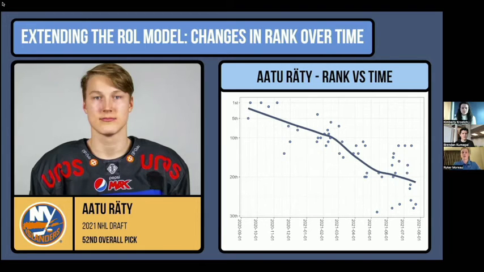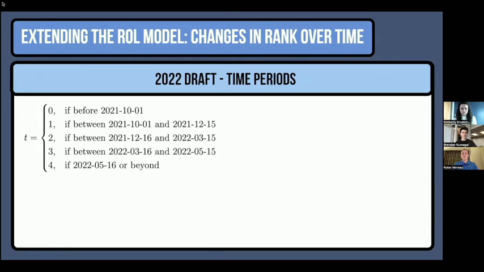However, if we look at the rankings as the season went on, we see the average ranking from the agencies is around the 20th pick as we approach draft day. Obviously, we should put more merit on rankings closer to the draft. So how can we deal with these changes over time? Examining the 2022 draft, we split the season into 5 sections, corresponding to major events such as the start of the season, the World Junior Championship, and the end of the season.